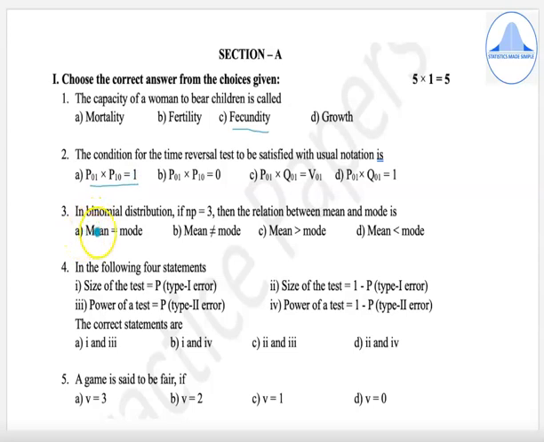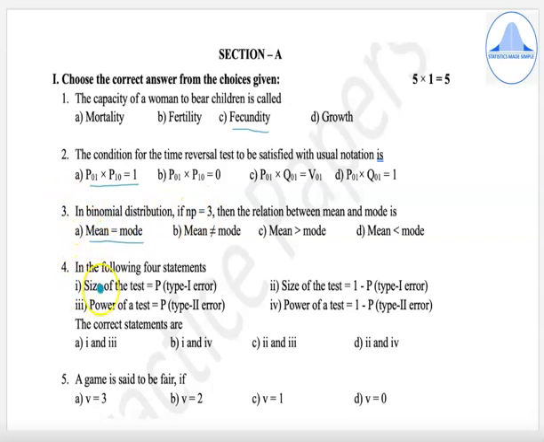Third question: in a binomial distribution, if NP is equal to 3, then the relation between mean and mode is: first, mean is equal to mode; second, mean is not equal to mode; third, mean is greater than mode; and fourth, mean is less than mode. We have learnt a property in the binomial distribution that whenever NP is an integer, that means it has only the integer part and not the decimal part, then in such a situation the mean is equal to the mode.